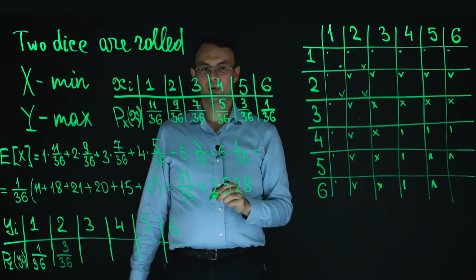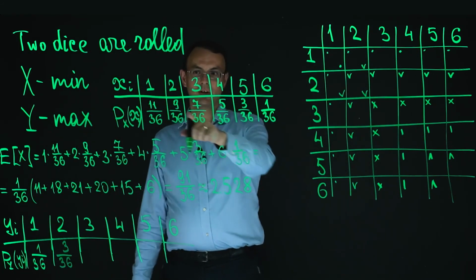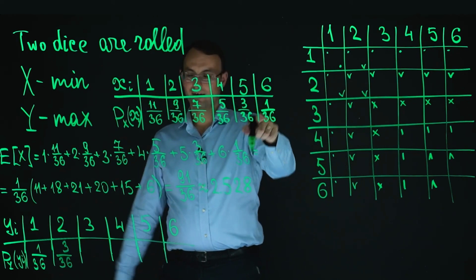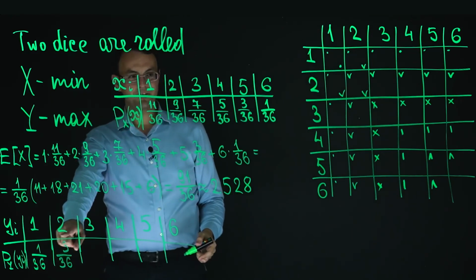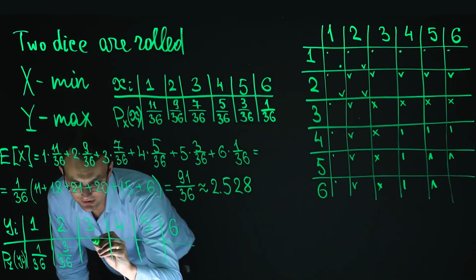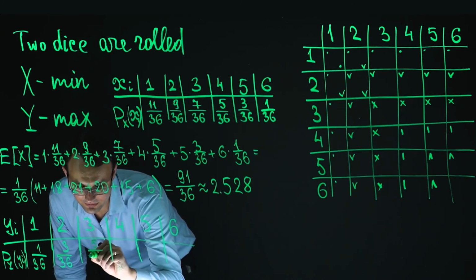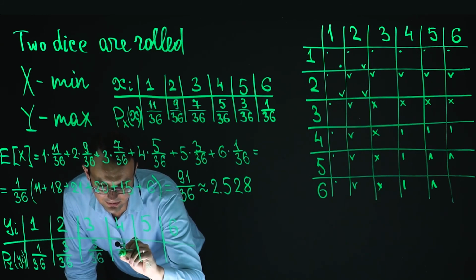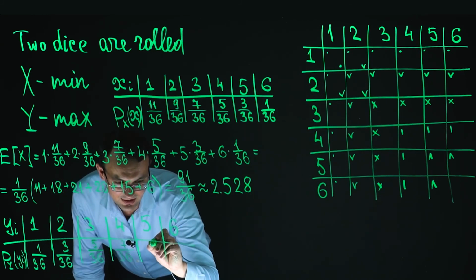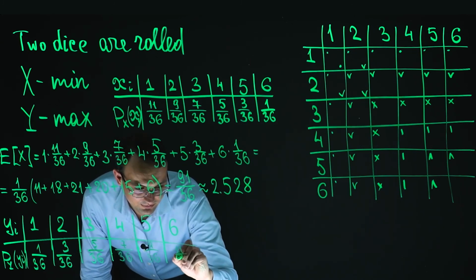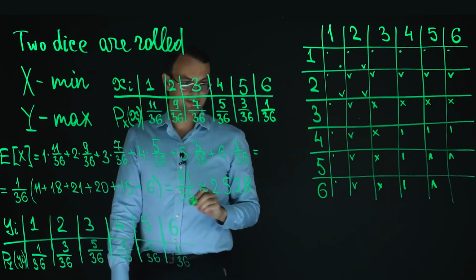So probably you have already guessed what we will have next. Here we had 11, 9, 7, 5, 3, 1, and here vice versa, 1, 3, 5, 7, 9, 11. So here we have 5 over 36, 7 over 36, 9 over 36, and 11 over 36.